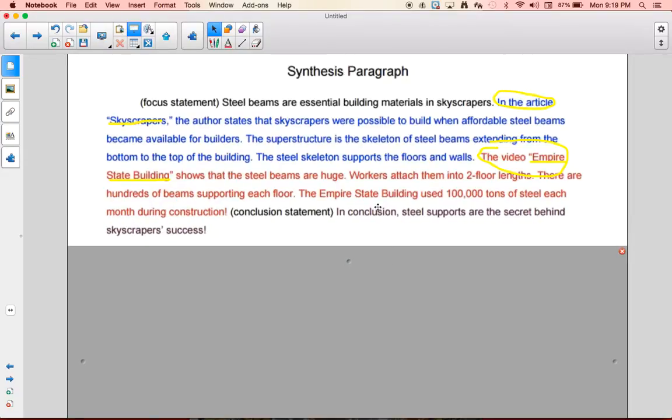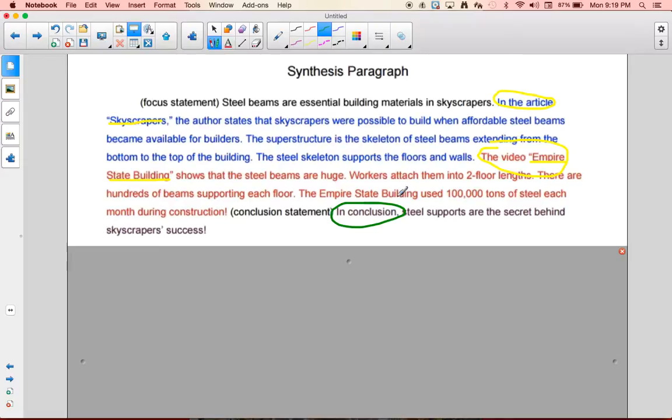So finally, friends, as you guys know, I would like to end with a concluding sentence. So I used, again, a transition word here, in conclusion, to show that I'm wrapping up my thoughts. Steel supports are the secret behind skyscrapers' success.